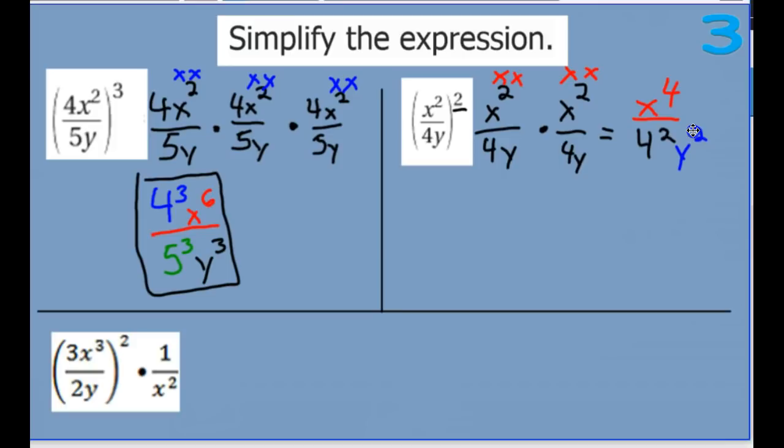Now we can simplify this if we wanted to, because we know what 4 squared is. We know that 4 squared is 16. So we could write x to the 4th over 16 y squared. So this is our best answer. You can leave it like this, that's fine, but here is our best answer.